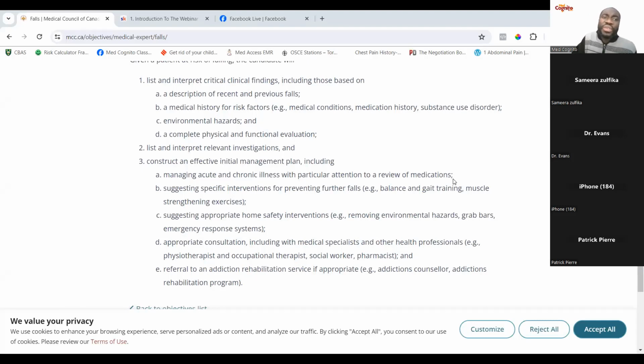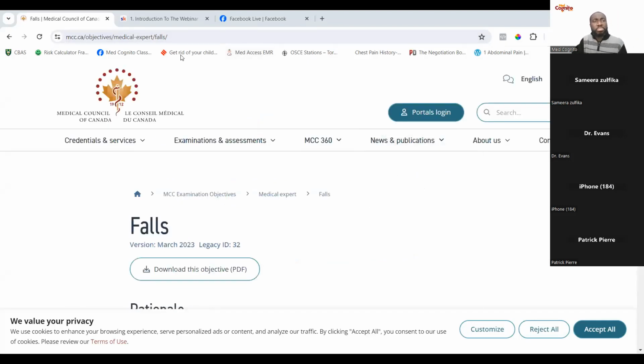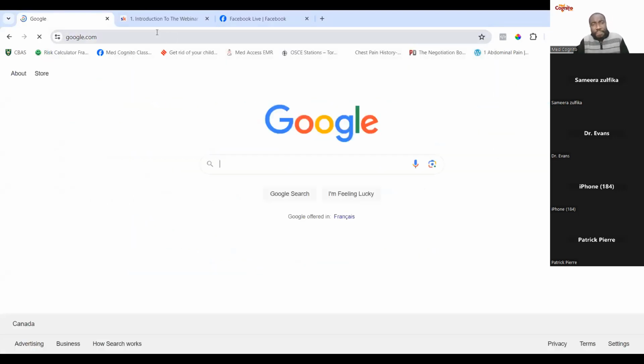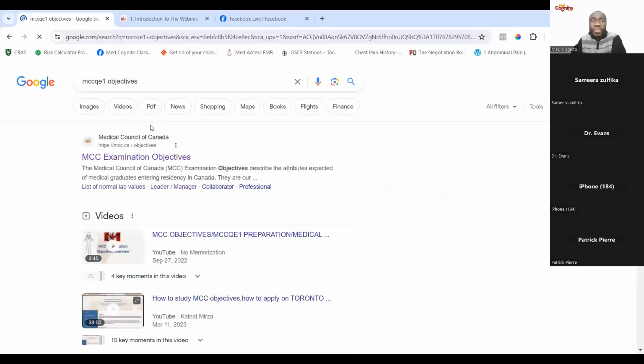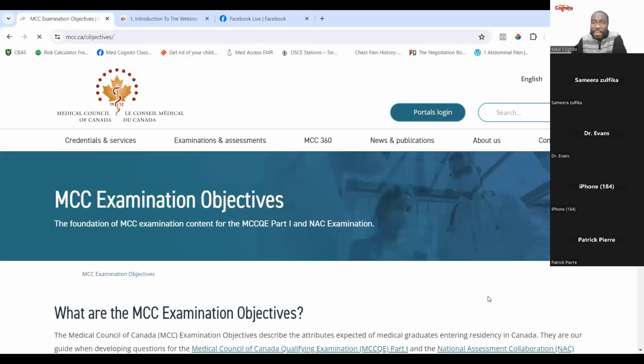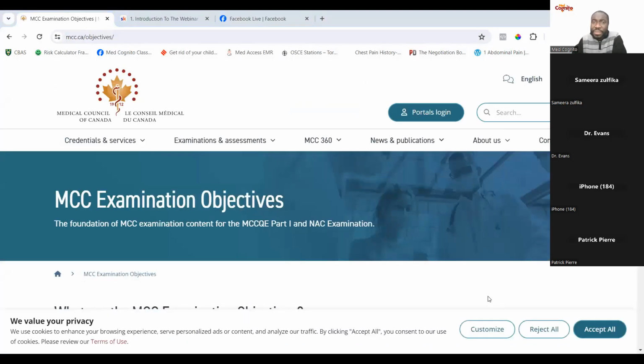So if you go to the MCC objectives, one thing I've seen is that they've changed the outlook. Let me use this opportunity to show you. Go to google.com and type MCCQE1 objectives. When you do that, it will bring you here. Click on MCCQE1 objective. How are you going to find this specific objective?